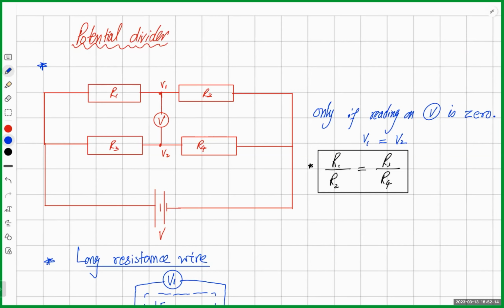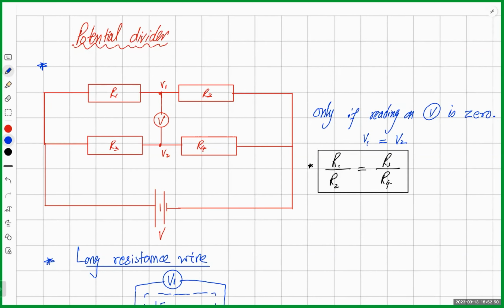For example, if R1 is 100 and R2 is 500, then we will get this reading 0 if R3 and R4 have the same 1:5 ratio as well. It can be R3 is 1 and R4 is 5, or R3 is 200 and R4 is 1000. If R3 and R4 have the same ratio as R1 has to R2, then the reading on the voltmeter will be 0.